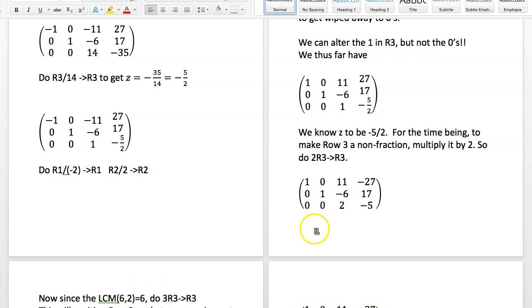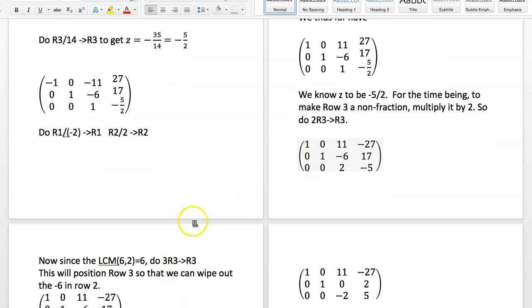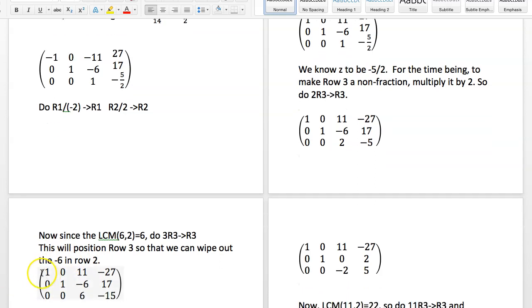So now guys, the least common multiple of 6 and 2 is pretty obvious. It's 6. So we don't want to mess with row 2 at all. We just want to mess with row 3. So just do 3 times the old row 3 and put it in the new row 3. And that's all I'm saying here. This will position row 3 so that we can wipe out the -6 in row 2. And that's what I said here verbally. So we do that, and I'm going to let row 1 just sort of hang out for the time being.